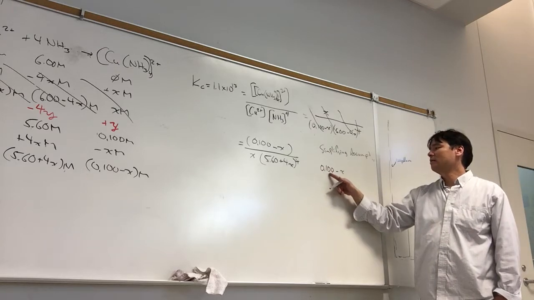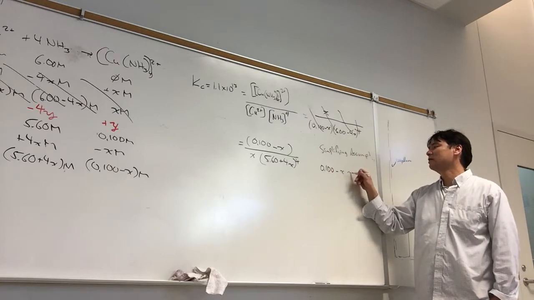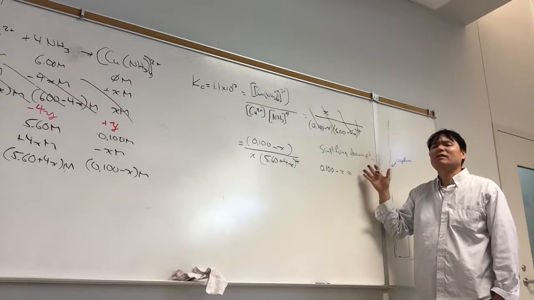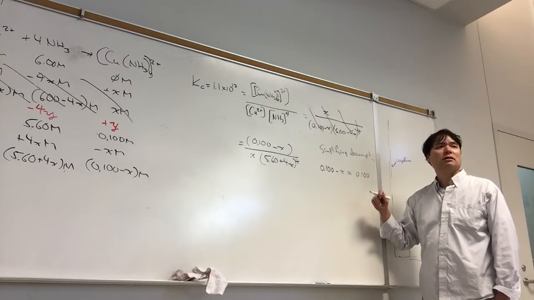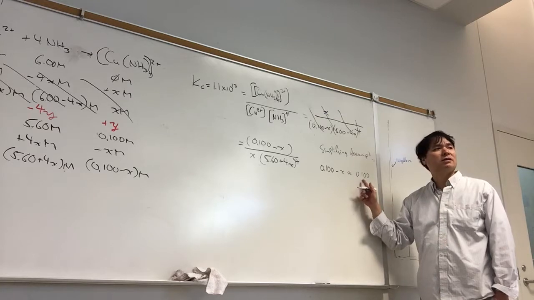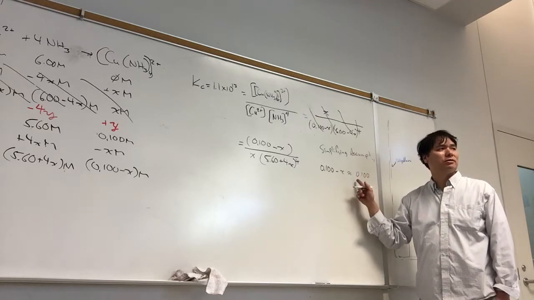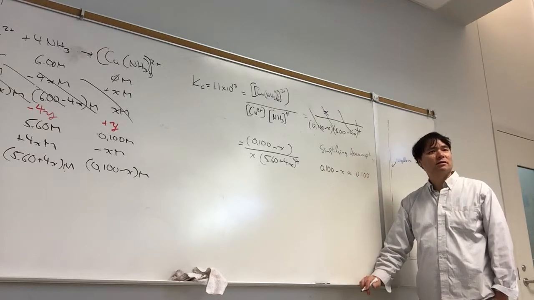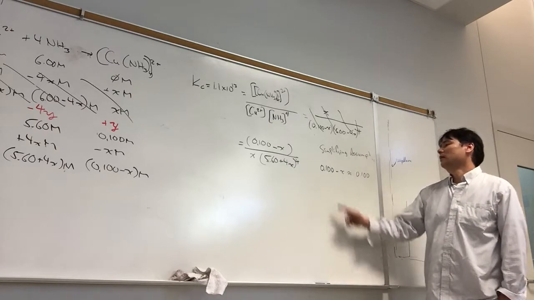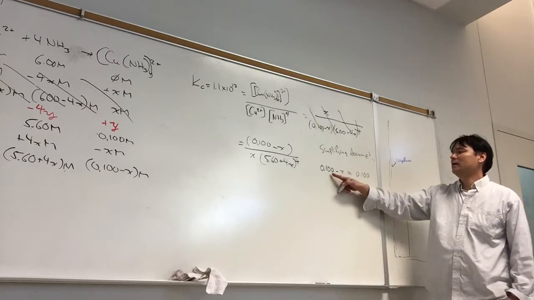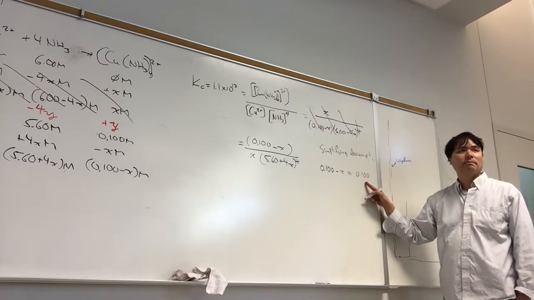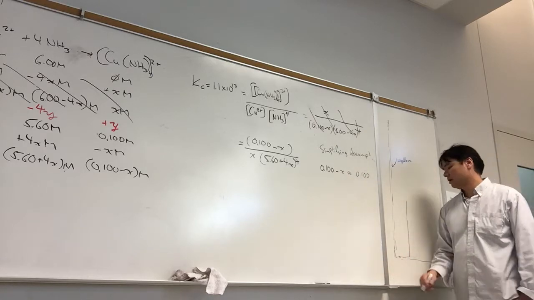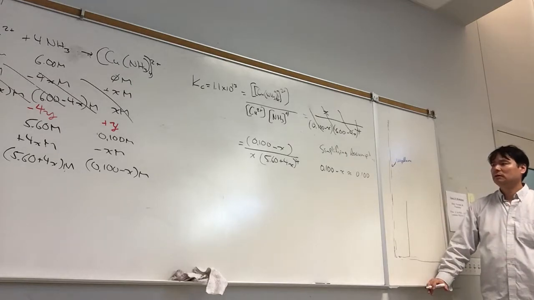And so what I say is that 0.100 minus x, well, we have about 100 gallons on the right side, so it's going to be 0.100. I just lose a little bit, but not significant compared to the original 100. Does that make sense? All right, and so what we do is this. 0.100 minus x is about equal to 0.100, because of the scenario that we gave earlier.